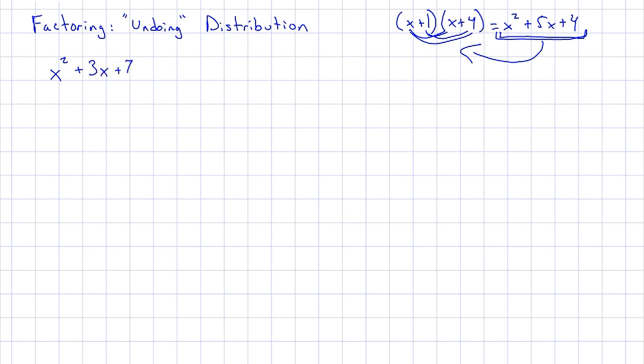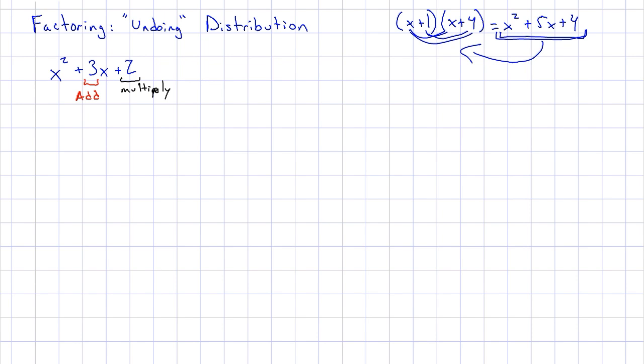So again, I said that we're kind of undoing this process of distribution. Most students, you will have had your instructor tell you that you need to multiply to equal this last number, the 2 in this example, and you need to add to equal whatever number is in front of the x. In this case, it is the 3.